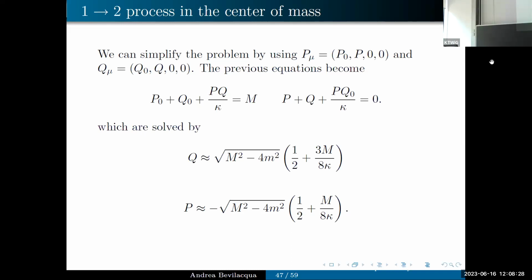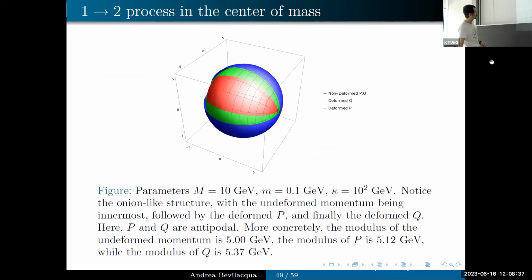This is extremely simple. Suppose I have, in the center of this picture, a part of this. The red, could you show the picture? Yes, sure. The red is a sphere, and these are the possible momenta in momentum space. The possible momenta are the points of the red sphere. In the deformed case, you have a green sphere for P and a blue sphere for Q, and the results of the K are one on green and another on blue.